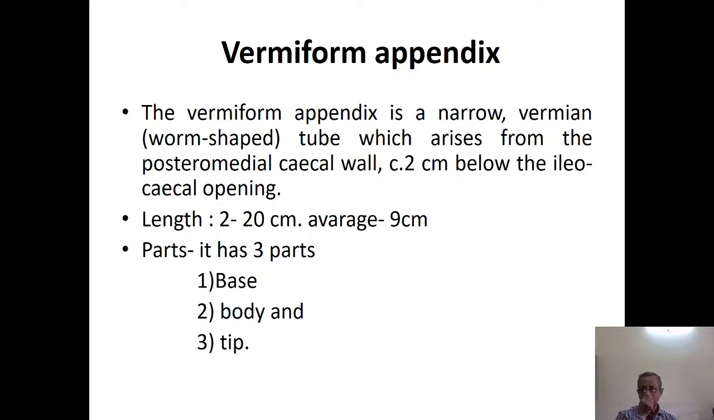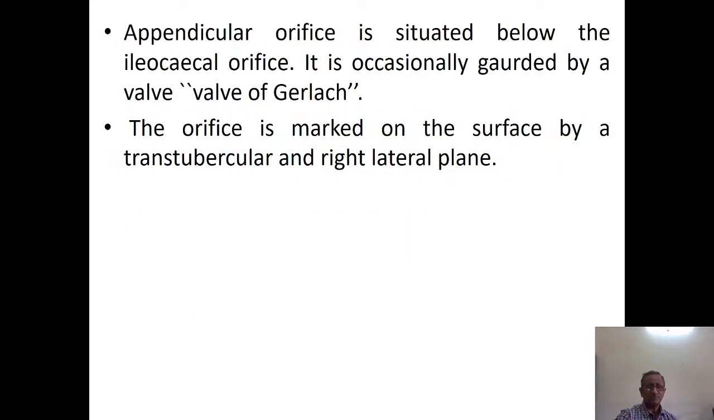Its length is about 2 to 20 centimeters, average 9 centimeters. It has three parts: base, body, and tip. Now, the appendicular orifice is situated below the ileocecal orifice. It is occasionally guarded by a valve of Gerlach, G-E-R-L-A-C-H, valve of Gerlach. The orifice is marked on the surface by the transtubercular and right lateral planes.